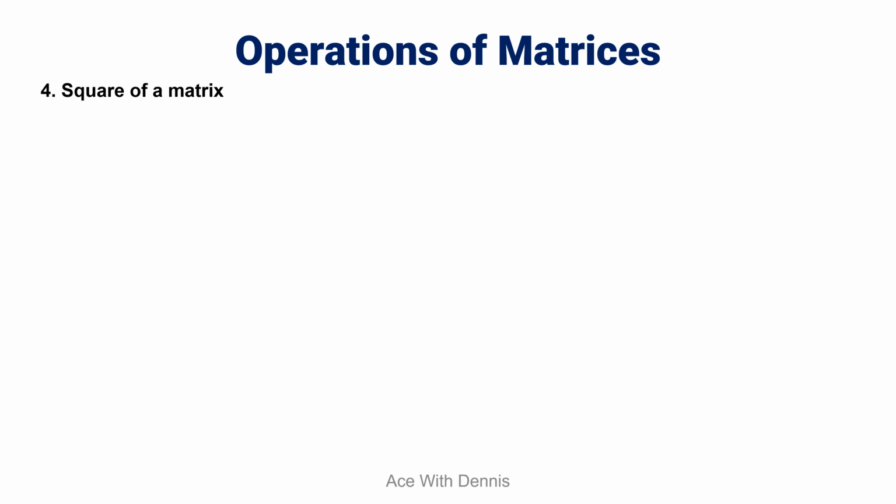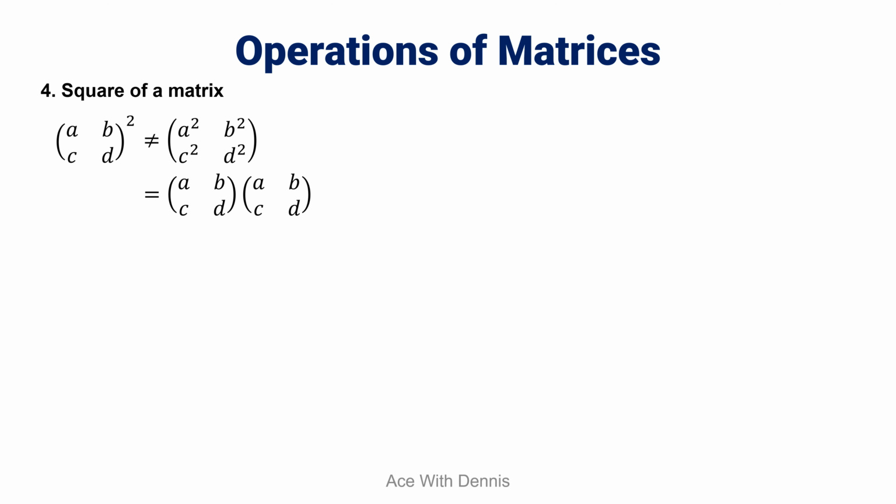The fourth operation of matrices is square of a matrix. Consider this matrix A, B, C, D. When you square it, it is not equal to squaring each element inside the matrix, but we should multiply the same matrix by itself. In this manner, matrix A, B, C, D times matrix A, B, C, D. And then we use the same method to multiply these two matrices together, which will get A squared plus BC, AB plus BD, AC plus CD, CB plus D squared.